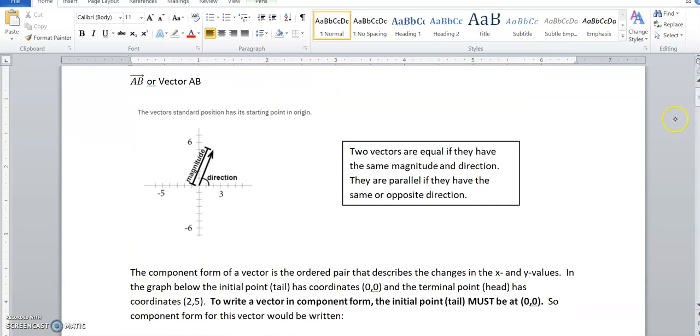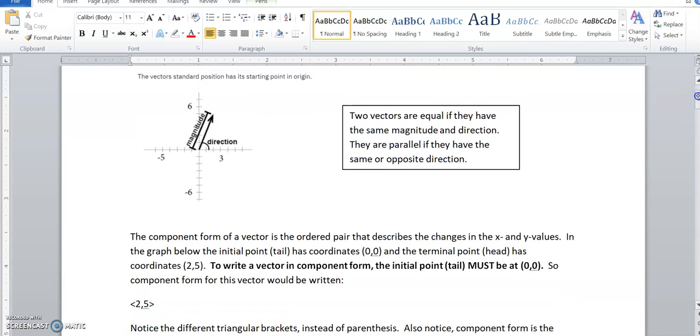Here, what we're going to start to introduce is component form, which is an ordered pair. The ordered pair describes basically the change in the x and the y values, as it says here. In the graph up here, what you'll notice is that to be in component form, the vector actually has to start at the origin. So the vector starts at 0, 0 and heads some direction for some length of an arrow.